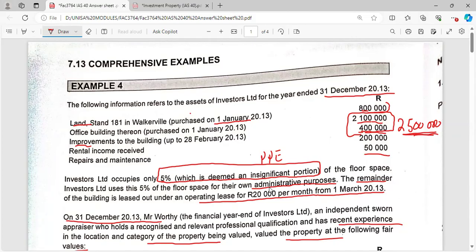Or is it 2,900,000, because we are going to combine them. Yes. So what about these dates? What is the financial year for this one? 31 December 2013.